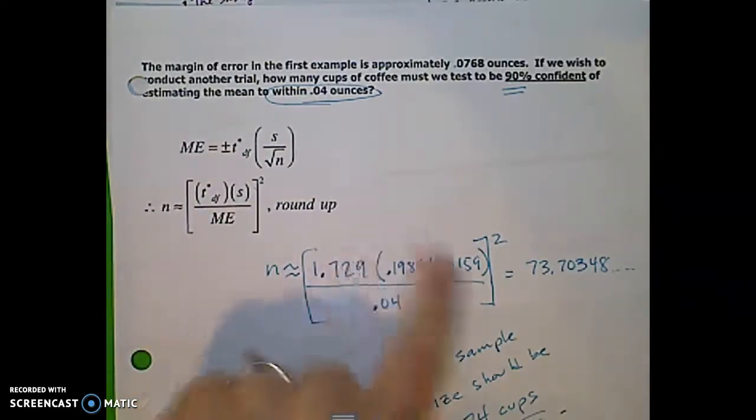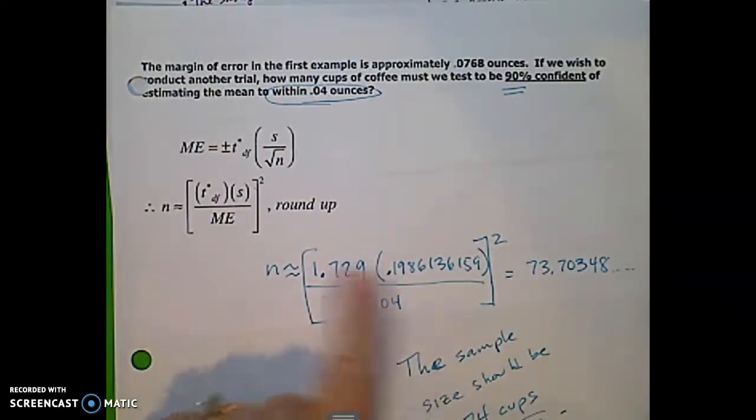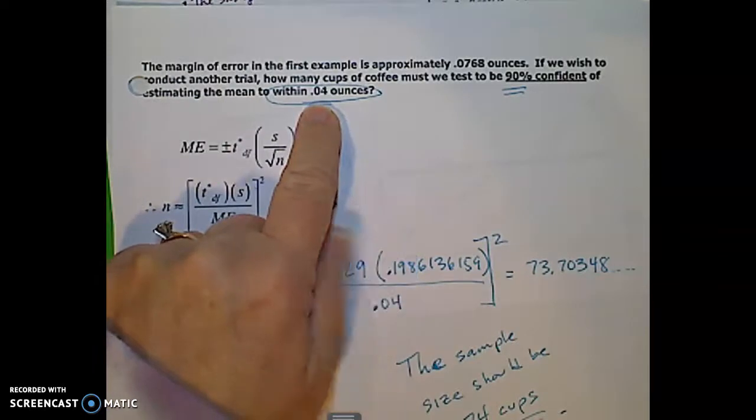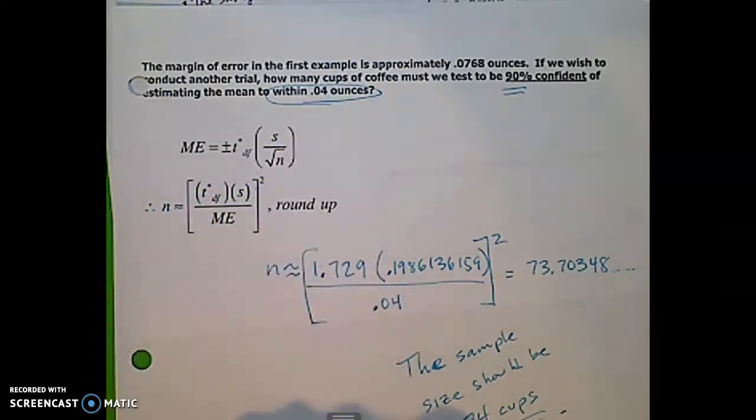Basically plug in all your values. Remember, this is all from the coffee, sorry about that, and we would get 73.7. So the sample size to get this margin of error would have to be 74 cups of coffee. You always want to round up.